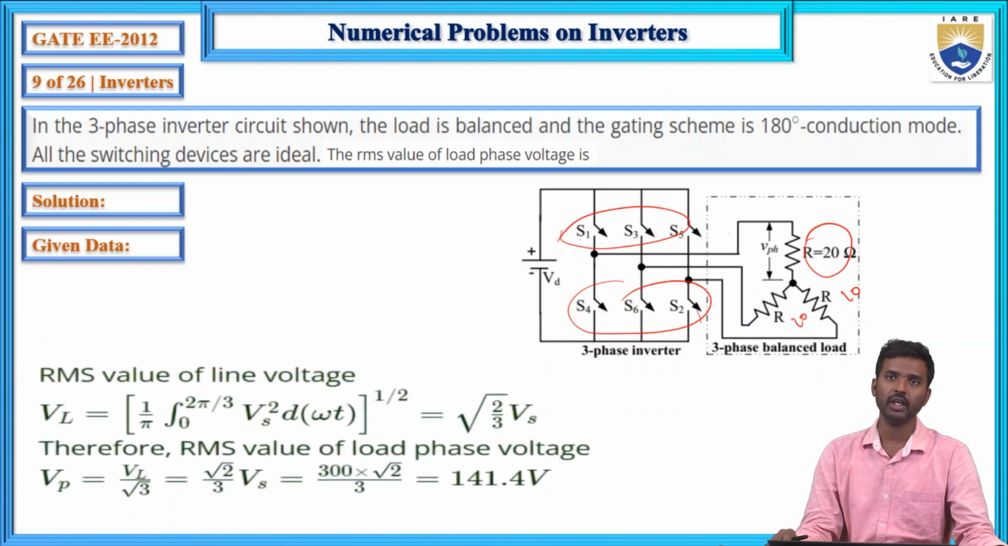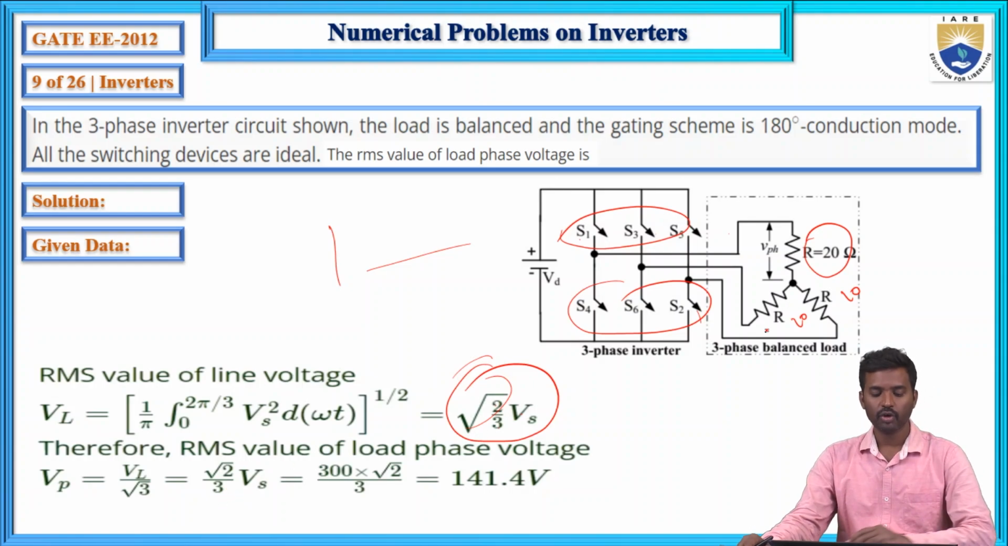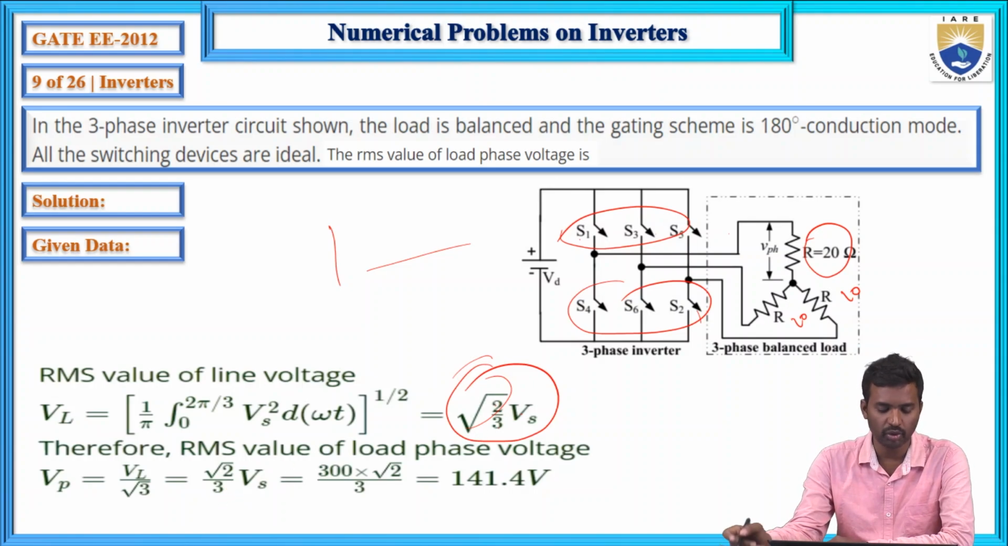The direct formula is here: root 2 by 3 Vs. We got this from the line voltages waveform. So the line voltage is root 2 by root 3 Vs. Therefore, the RMS value of load phase voltage: this is the line voltage, so what about the phase voltage? Phase voltage means line voltage by root 3.